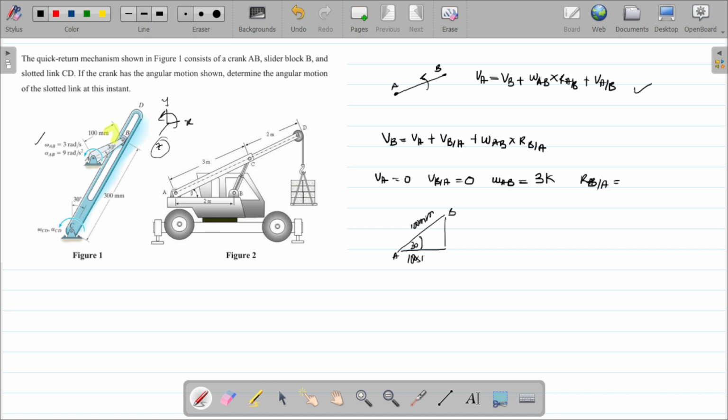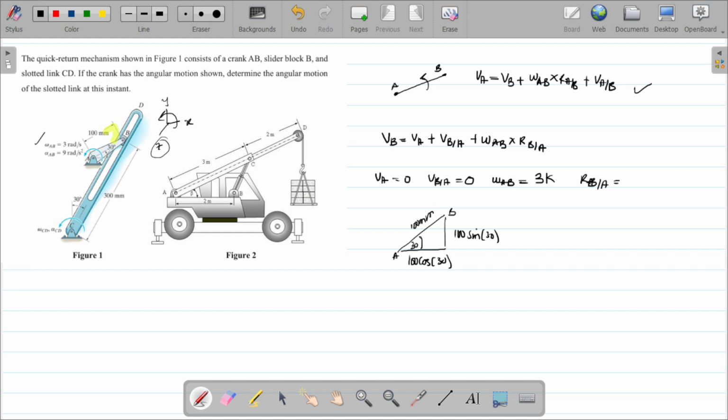So 100 sine 30, sorry, 100 cos 30. And if you are confused as to whether to take the sine or cos for the horizontal, just look at which side of these two makes the angle with the hypotenuse. So here clearly the horizontal makes the angle with the hypotenuse, and that will take the cos. So here will be 100 cos 30, here will be 100 sine 30. And obviously we are going to work in meters, right?